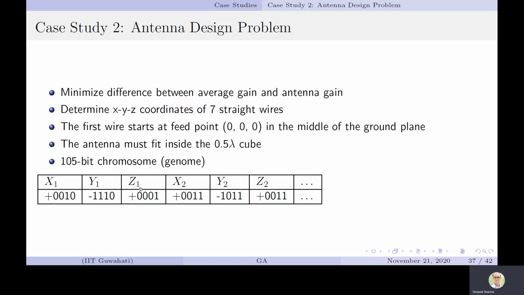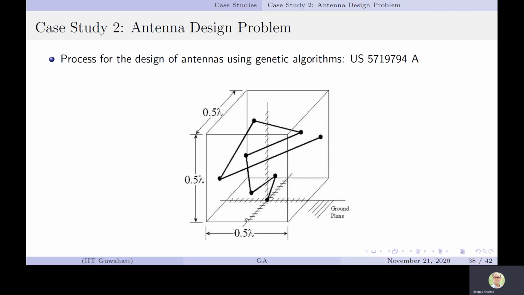As you can see, X1, Y1, Z1 have a plus or minus sign as well as bits like 0, 0, 1, 0. So this is a binary string for them. Now, the interesting part here is that they solved the problem using a genetic algorithm. They got this particular antenna, which you can see inside the box. And once they got this design, they filed a patent. This is a US patent, and it is already approved now.